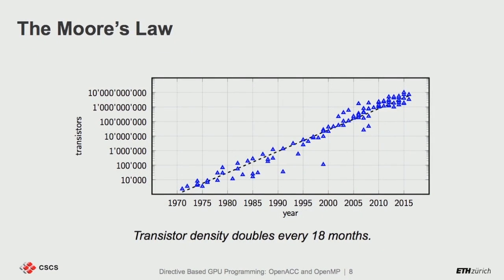Probably some of you may have seen this figure before. It shows the transistor density as it has evolved from the 1970s through today, and you can see that it doubles regularly. This is what we call Moore's law. Gordon Moore was one of the founders of Intel, and in 1965 or 1969, I don't remember, he stated that the transistor density will double every 18 months. And that trend still continues today.